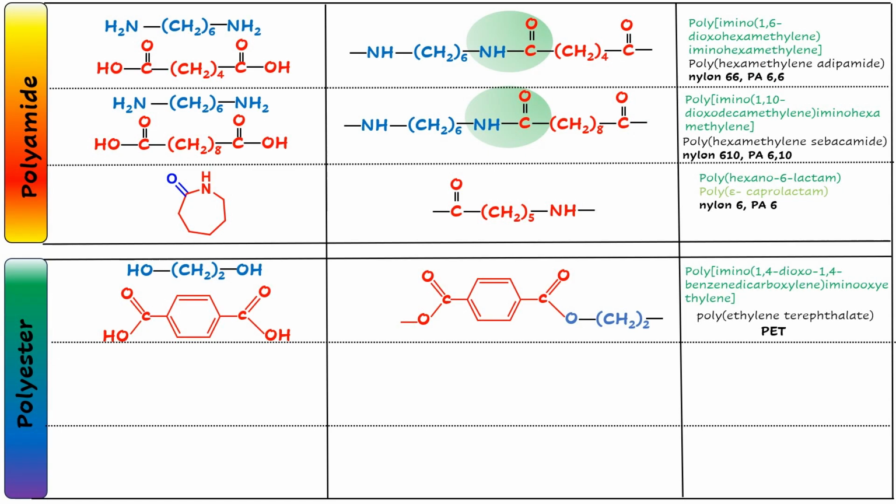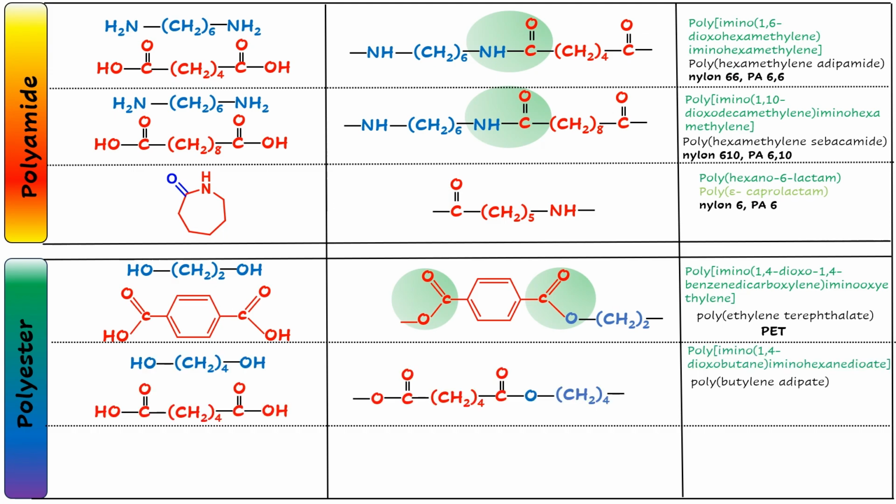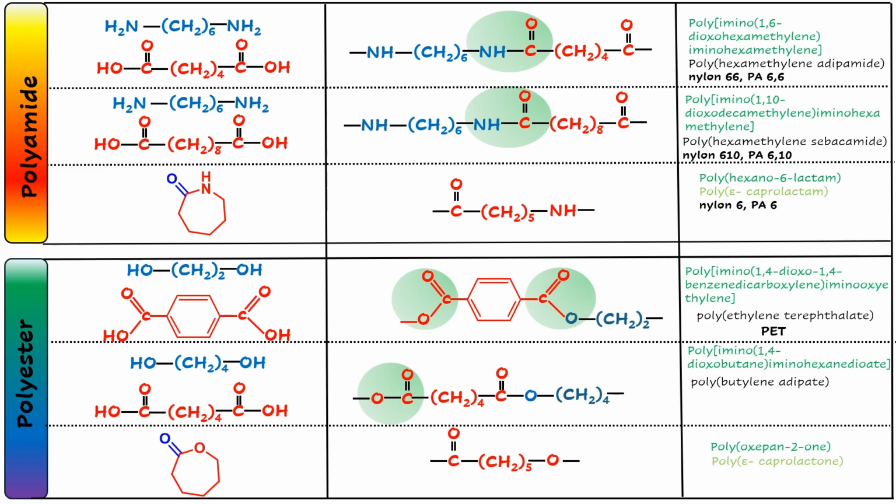Another example of polyester is polybutylene adipate, which is obtained by condensation polymerization of butane diol and adipic acid. Like polyamides, polyesters can also be synthesized by ring opening polymerization of cyclic monomers. For example, caprolactone or epsilon caprolactone, which is a 6-membered cyclic ester, which on ring opening polymerization gives polycaprolactone.